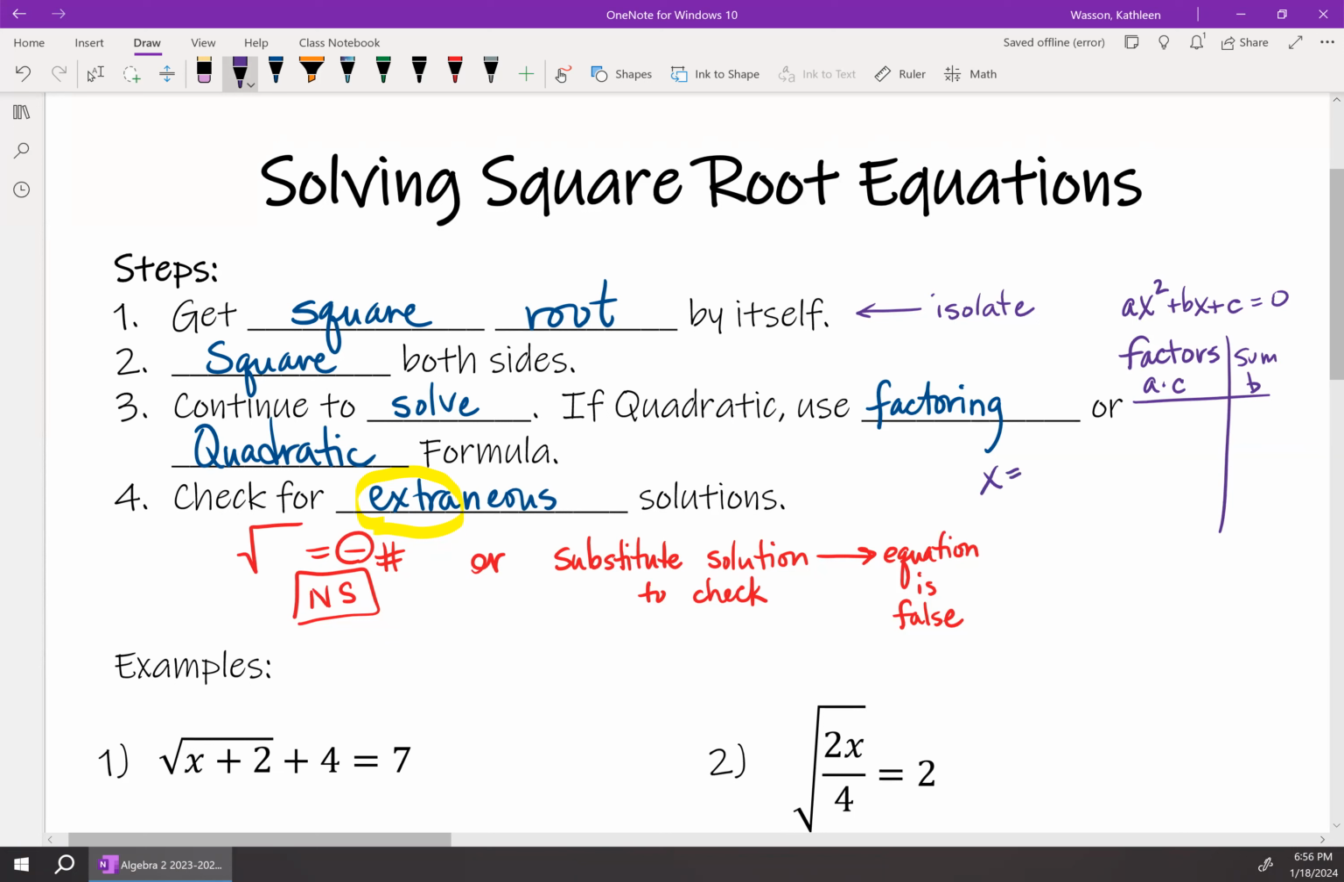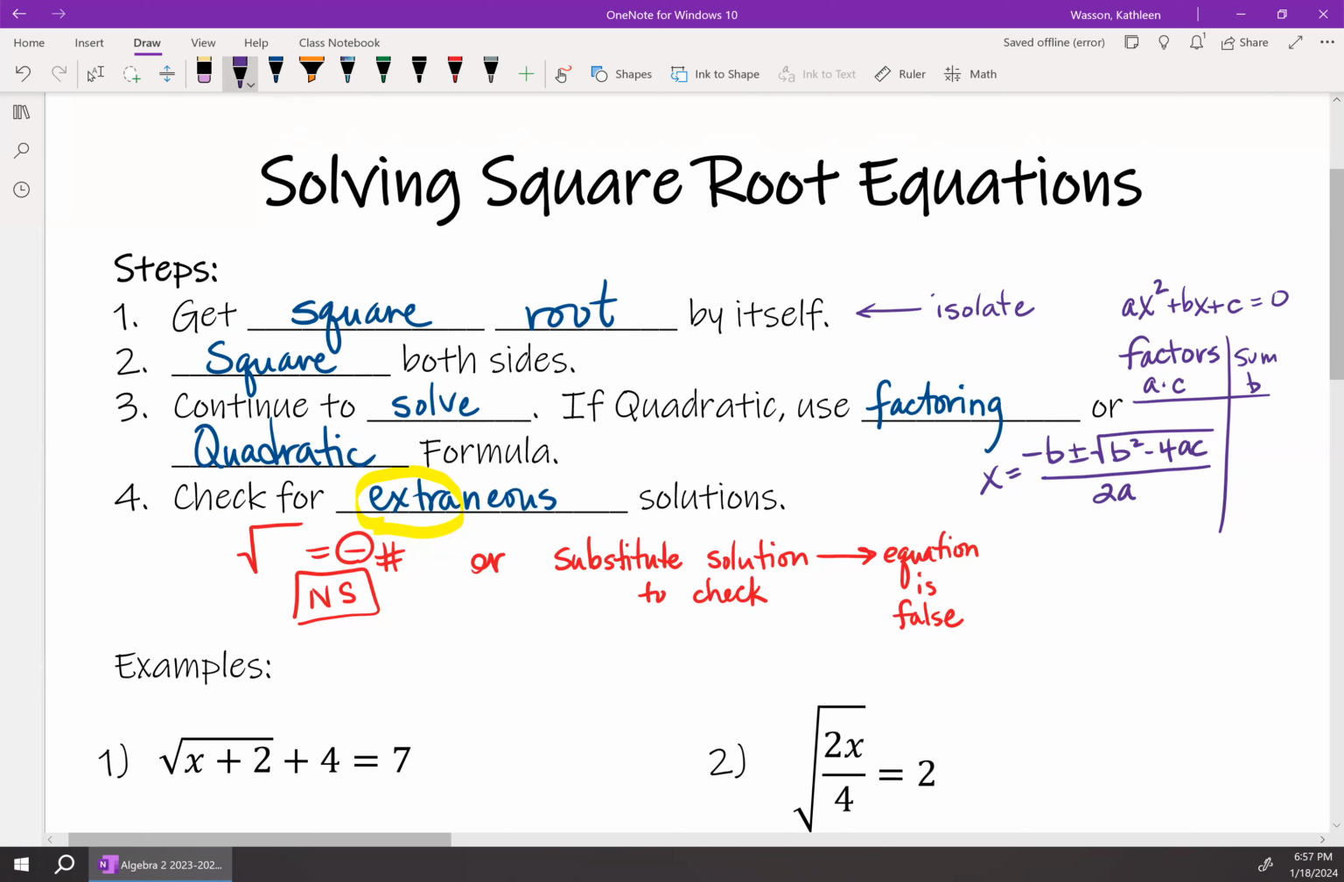Quadratic formula is this. Please use parentheses when you substitute. That C is really weird, but it's just a C.